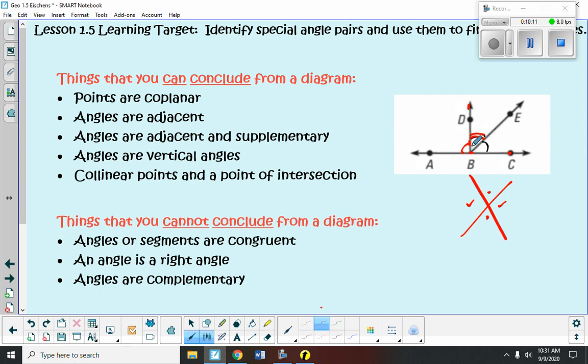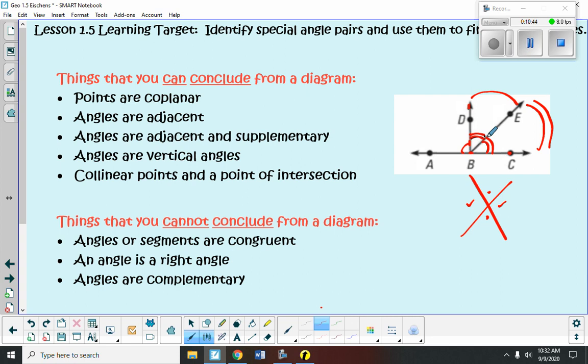Now, things that you cannot conclude from a diagram. You cannot assume that angles or segments are congruent. In this figure, angle DBE and angle EBC look pretty close to the same, but we can't assume it unless they were marked. Like if you had two ticks here and two ticks here, you would know then that they are congruent, which means they're the same measure. But they have to have the marking. If they did not have that marking, you could not assume it.